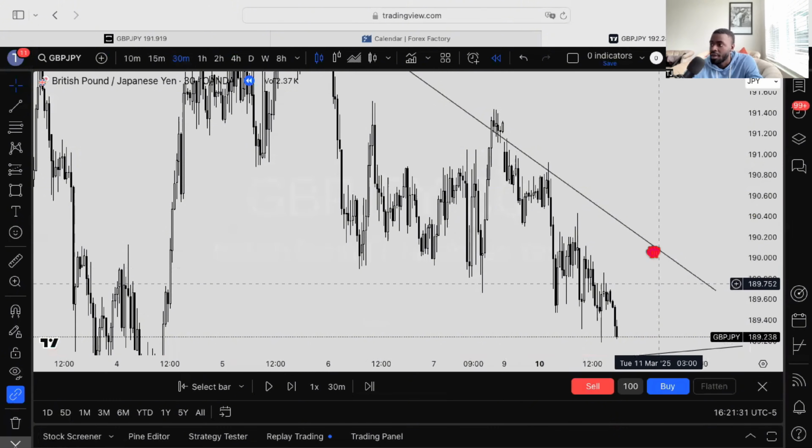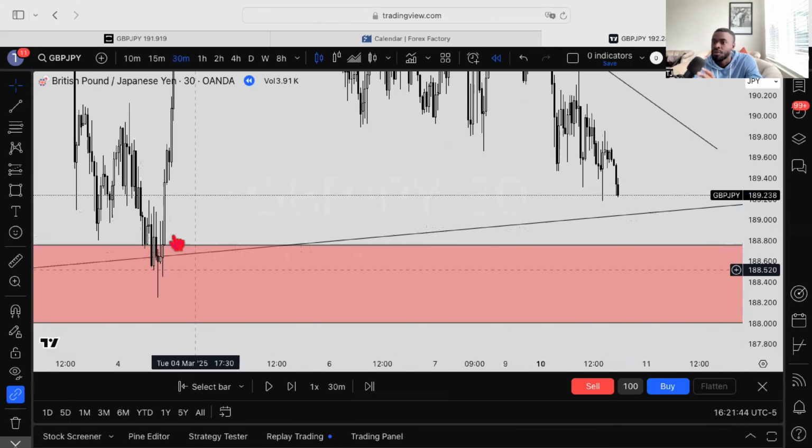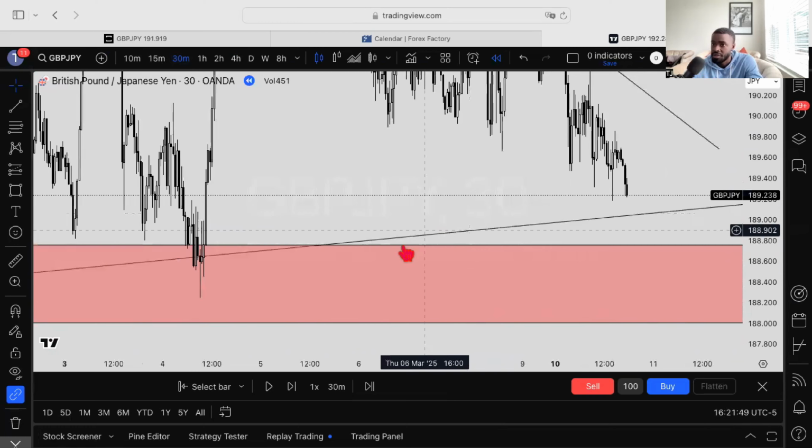Okay. So from right here where price is at 189.238, we're probably about 23 pips from here, another 20 pips. So we're about almost a good 40 to 50, maybe 60 pips away from this area of liquidity that sat here when price pushed up the last time. All right. So that's another thing to keep in mind.